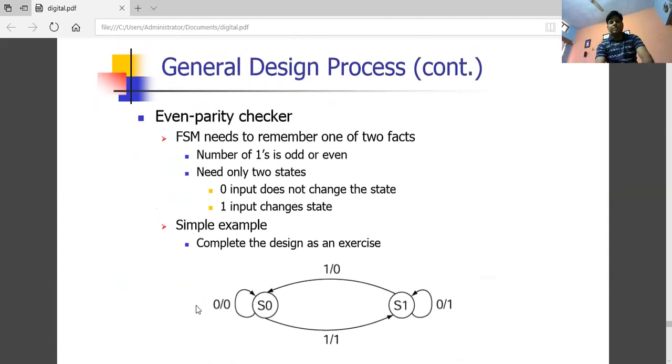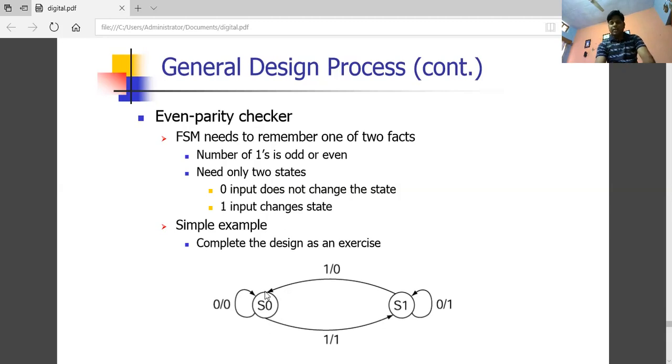In the even parity checker finite state machine, we only need two states, either odd or even. It means the even parity checker checks whether the even parity bit is there or not. So the number of ones is odd or even. We need only two states. Zero input does not change the state, and one input changes the state.